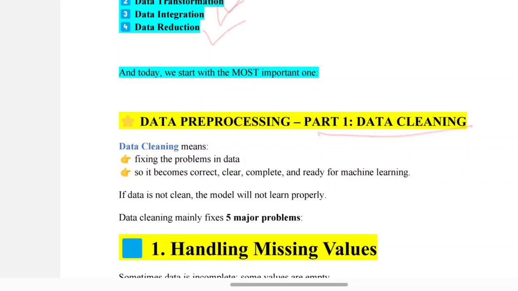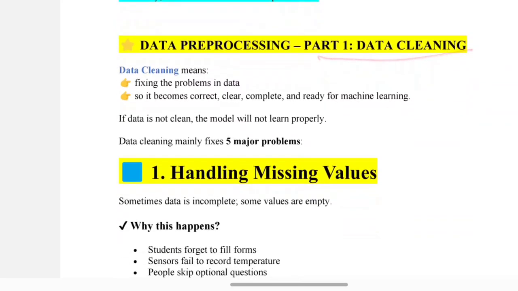Data cleaning means fixing the problems in the data, making it correct, making it complete, making it ready for machine learning. If data is not clean, the model will not learn properly. Just like a student cannot study from a damaged textbook, right? So data cleaning fixes 5 major problems.